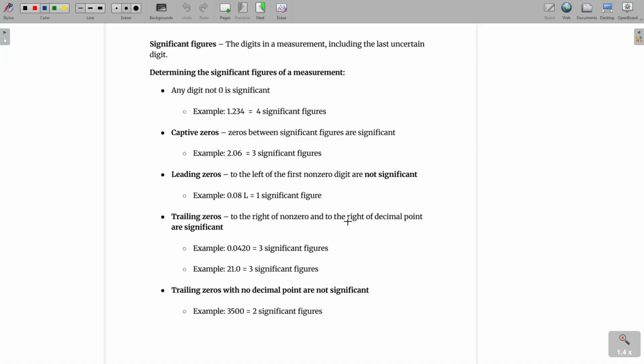To the right of a non-zero and to the right of a decimal point, they are significant. The first one shows something similar to the leading zeros example. These zeros aren't significant, but this one is. The reason is that it does matter: if you were to write it as 0.042, you go, well, what's the difference between that and 0.0420? The point is that the last 0 is supposed to be more of an exact measurement, especially in labs.